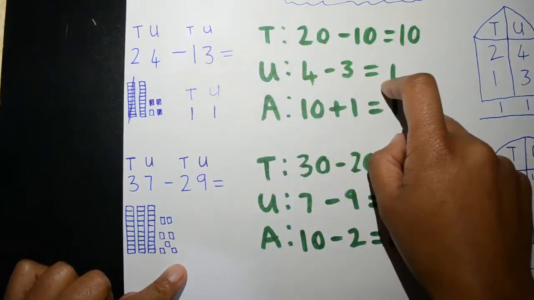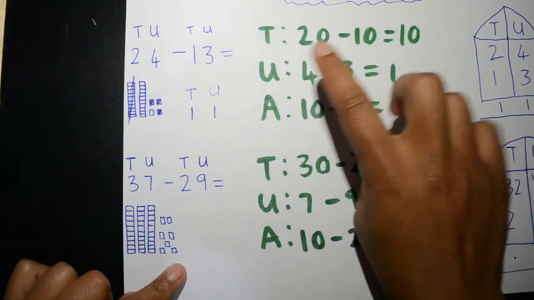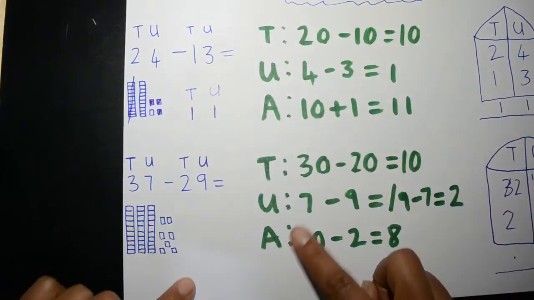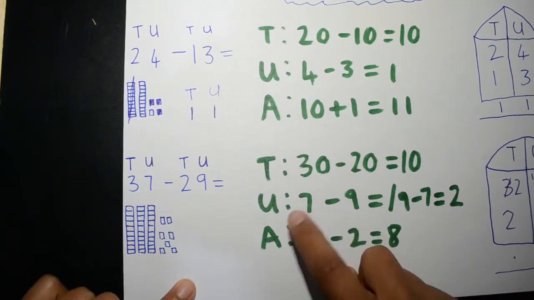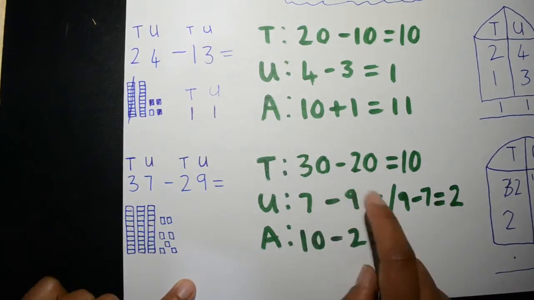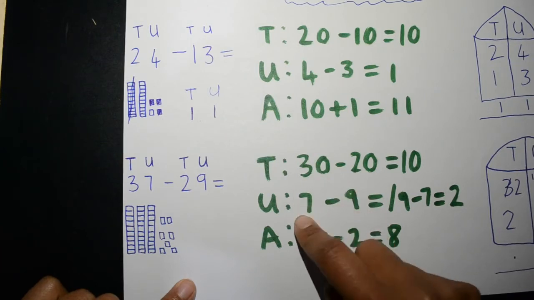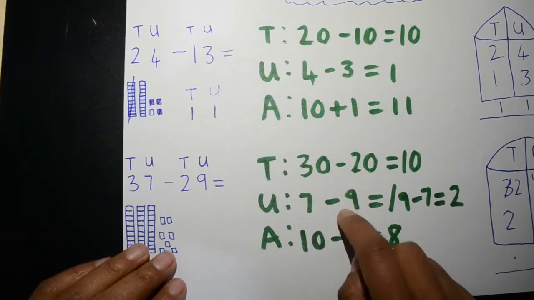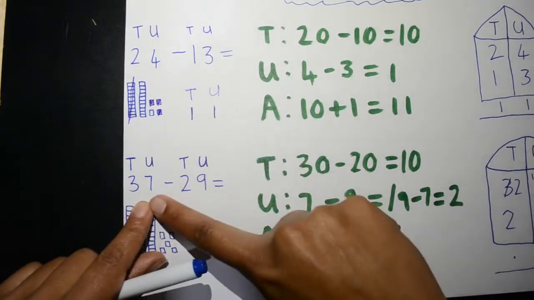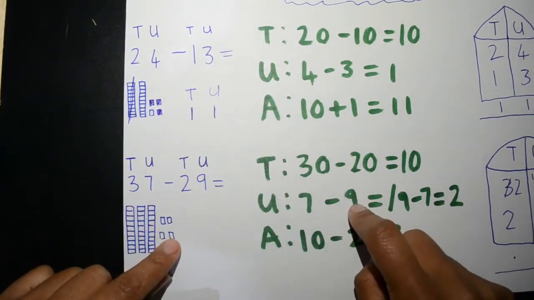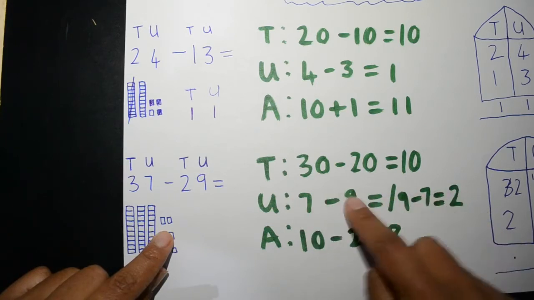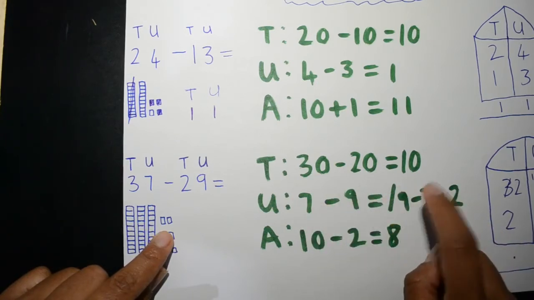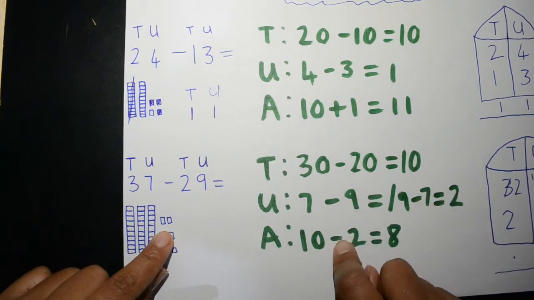But now remember, I can do 4 minus 3, but look here at this one. Can I say 7 minus 9? No, I can't, because this is a small number. The bigger number must be first and the smaller number next. So because it's like this, 7 minus 9, I change it to 9 minus 7, but then the sign stays the same as minus.